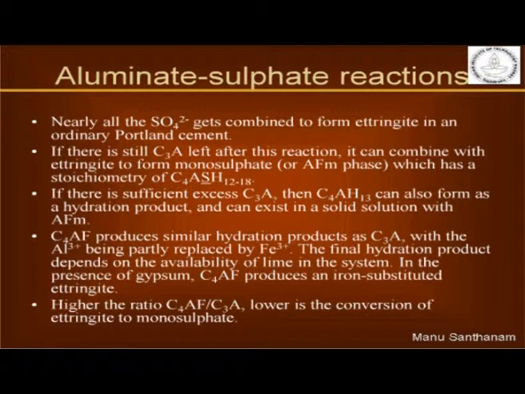Now there is not much difference between the reaction of C4AF and C3A, except that the ettringite and monosulfate that are forming, apart from the alumina, will also contain some iron in the system. I am not going to get into that reaction in detail here, but I just want to tell you that the reaction is quite similar, that it produces ettringite and monosulfate which are iron substituted, which do not have only alumina but also have iron in them.